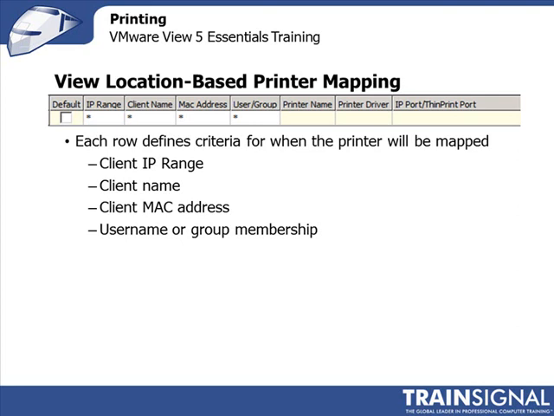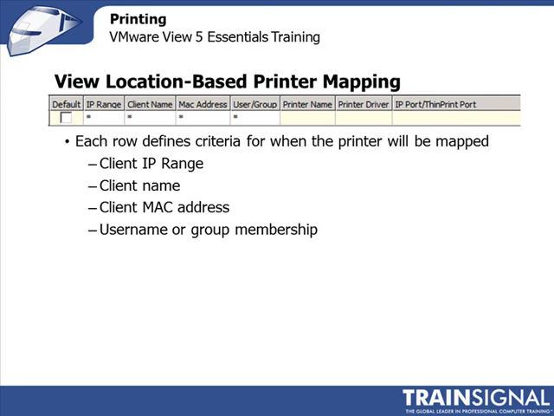Many organizations will define a different subnet for each floor of their building, or each area of the building. If you want to define your printers based on the user's location, this is the way to do it. You can also use the client name. So as you deploy your thin clients, if you name them in specific ways to determine what building they're in or what floor they might be on, you could use this name as well. You can also use the client MAC address.